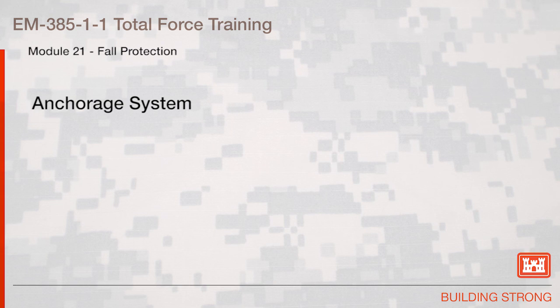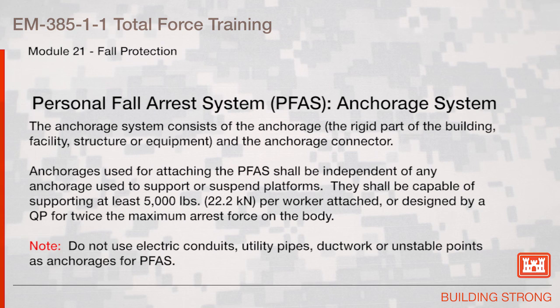Anchorage system. Personal fall arrest anchorage system. The anchorage system consists of the anchorage, the rigid part of the building, facility, structure, or equipment, and the anchorage connector. Anchorages used for attaching the personal fall arrest shall be independent of any anchorage used to support or suspend platforms. They shall be capable of supporting at least 5,000 pounds per worker attached or designed by a qualified person for twice the maximum arresting force to the body.